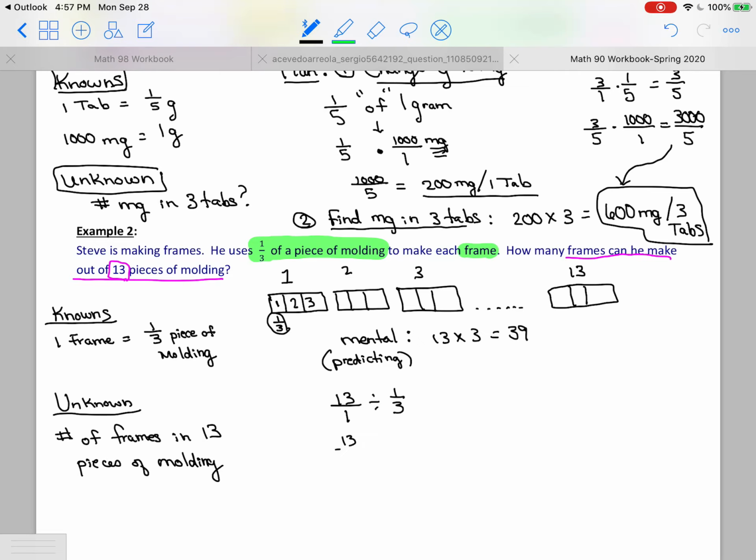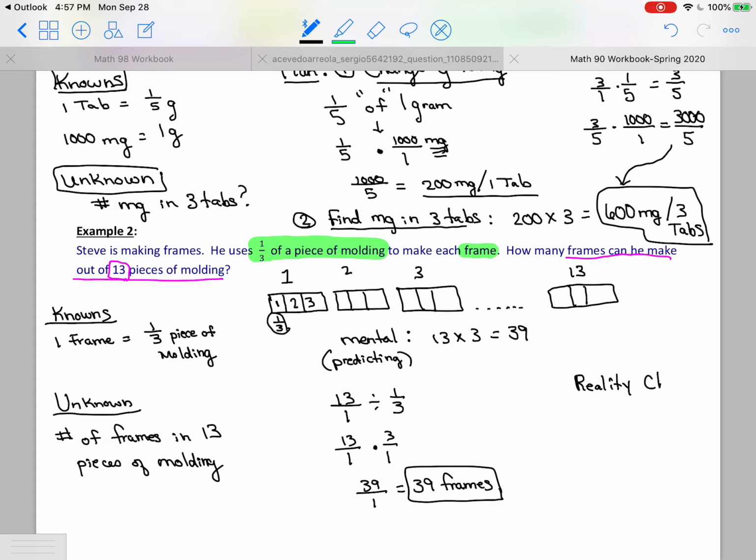So if we're looking at the math of it, we could totally look at it this way as well. We could say, all right, 13 over 1, multiply, we're going to flip that second fraction, and we can prove mathematically that this is going to give us that 39 frames that we predicted. Okay, so you may have gone about solving that problem in one of those 2 different ways.